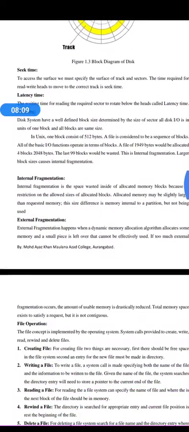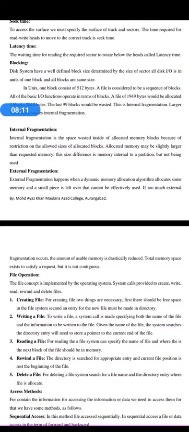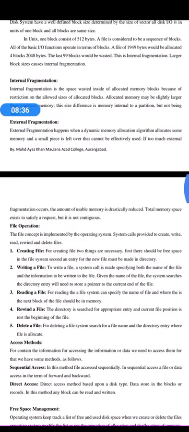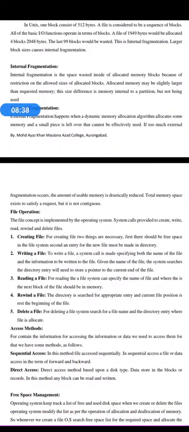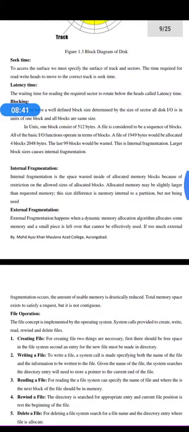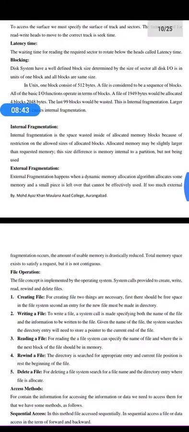Now when we are storing the data, there may be internal fragmentation or external fragmentation. Internal fragmentation is the space wasted inside allocated memory blocks, and external fragmentation is space wasted externally, when memory is left over in small pieces that cannot be effectively used. So these are the ways of storing files or storing information using tape-based or disk-based systems.